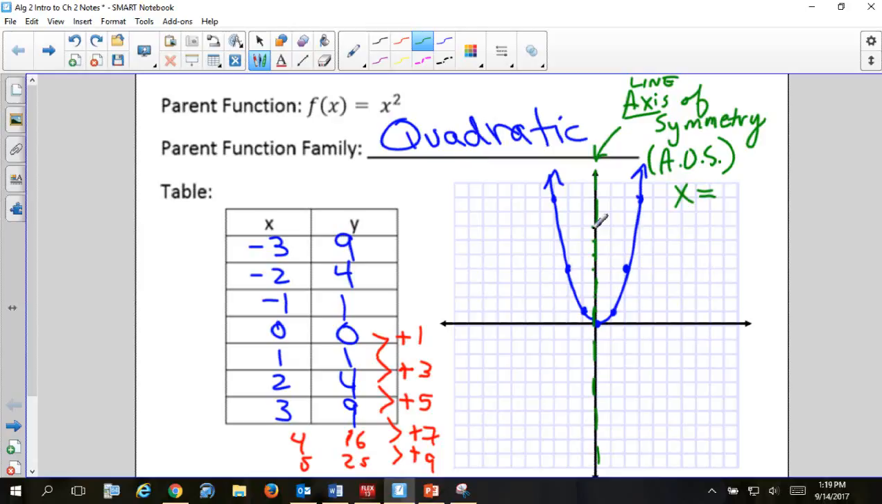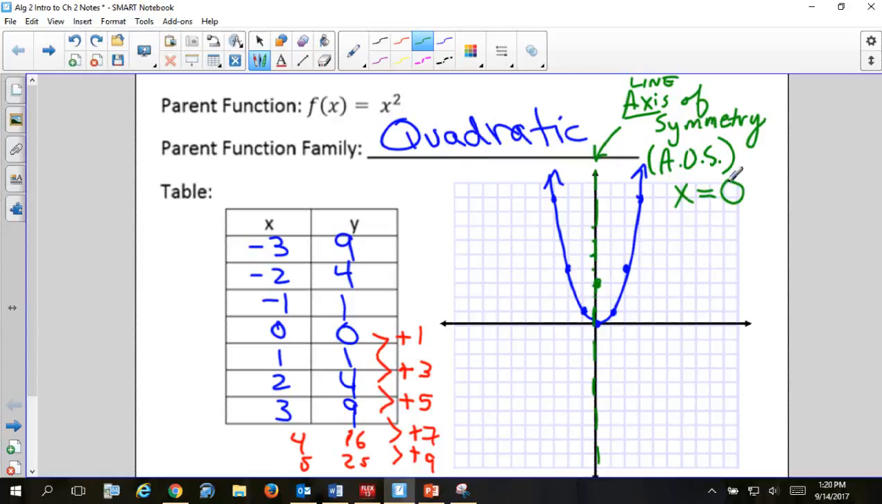Stuart, give me an ordered pair on that line. 0, 3. What's x? 0. Correct. Jessica, give me a different ordered pair on that line. 0, 5. What's x? So now, everybody answer me. What's x always on this line? 0. So my equation for my axis of symmetry is x equals 0.